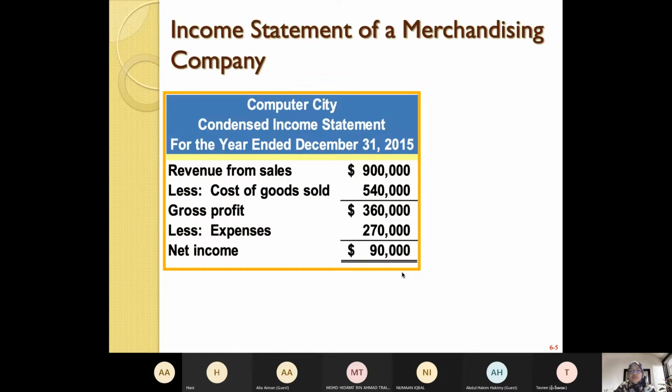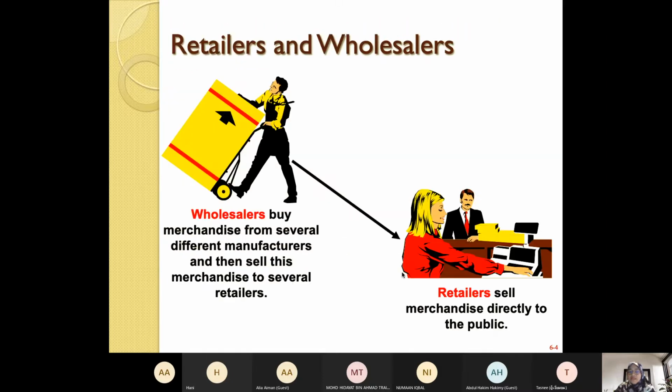Right, so the difference between retailers and wholesalers. Wholesalers buy merchandise from several manufacturers and sell this merchandise to several retailers. So you have manufacturer, wholesaler, retailer, and then the customer. You can have many manufacturers, many wholesalers, many retailers, and then the customers.